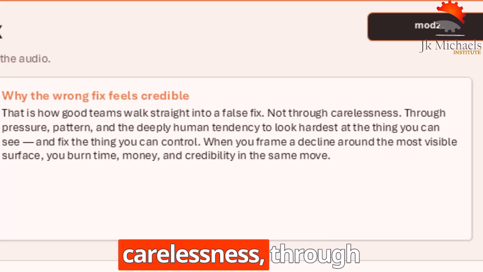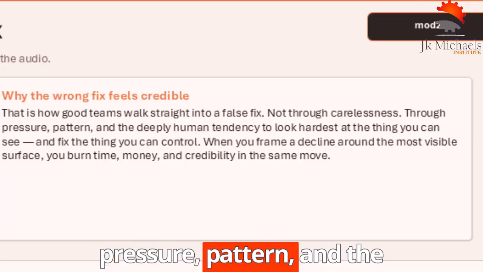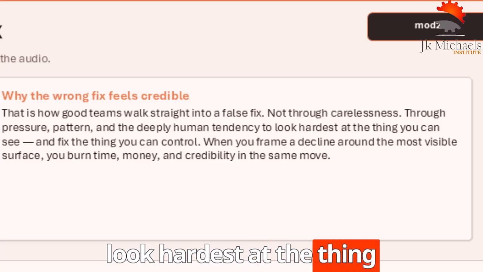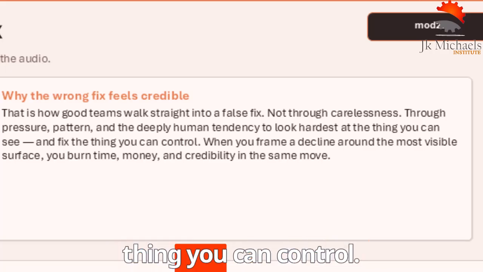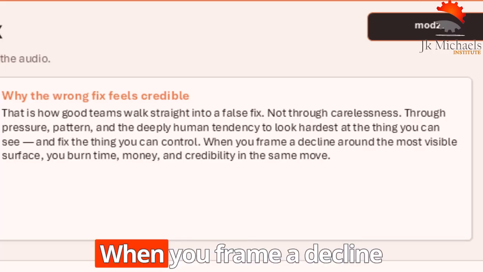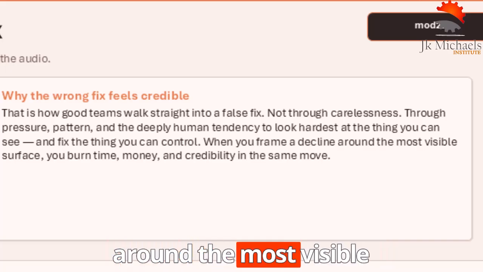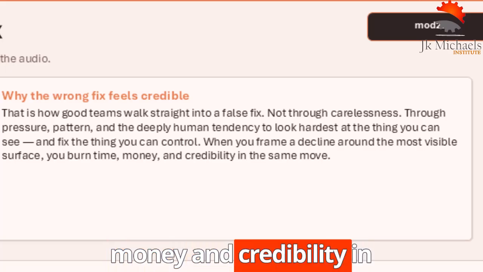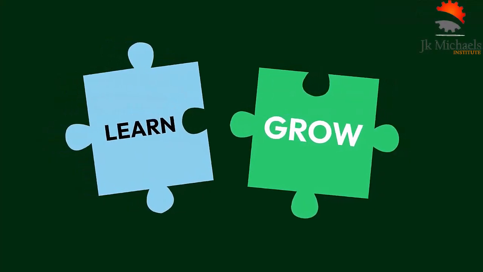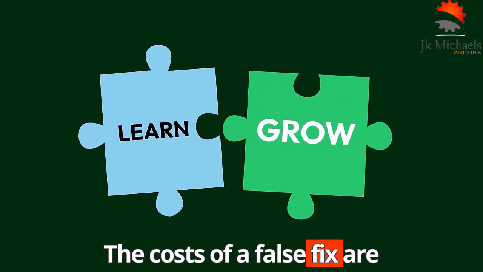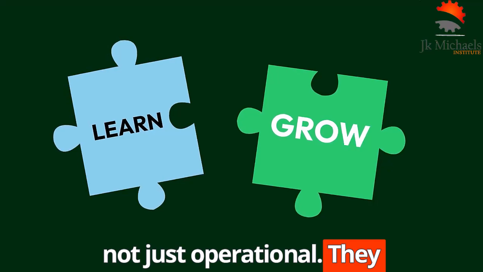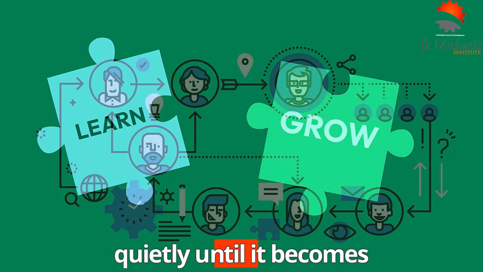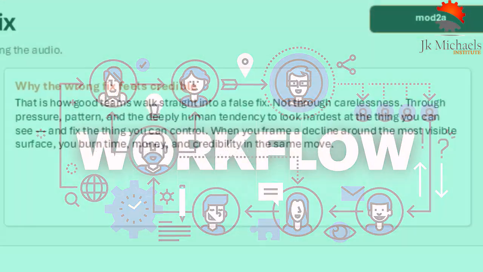Not through carelessness, through pressure, pattern, and the deeply human tendency to look hardest at the thing you can see and fix the thing you can control. When you frame a decline around the most visible surface, you burn time, money, and credibility in the same move. The costs of a false fix are not just operational, they are reputational, and the damage accumulates quietly until it becomes visible all at once.